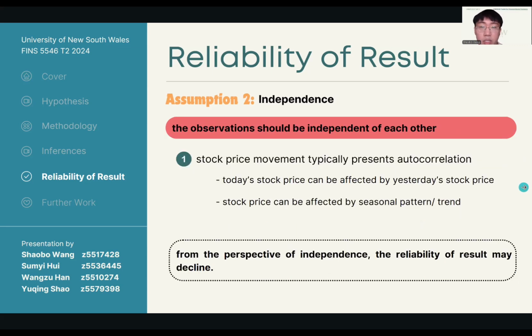And then the second assumption is independence. The observations of the stock price should be independent of each other. However, in finding the stock price data, it's hard to say the stock prices are independent. They typically present autocorrelation. Today's stock price can be affected by yesterday's, and it also can be affected by seasonal patterns. And two different companies also can impact each other's stock price. So from the perspective of independence, the reliability of the result may decline.